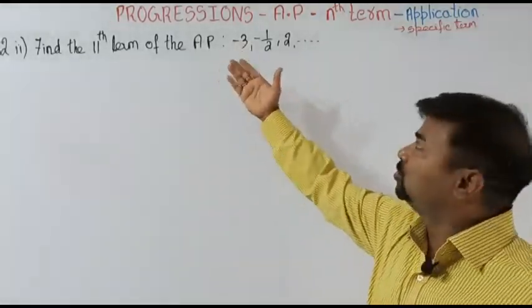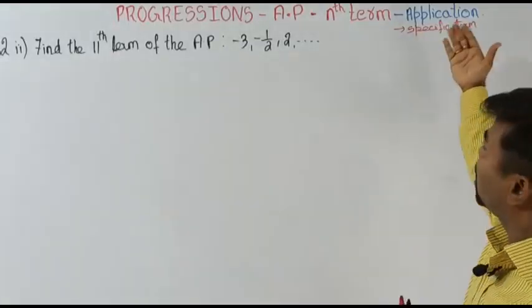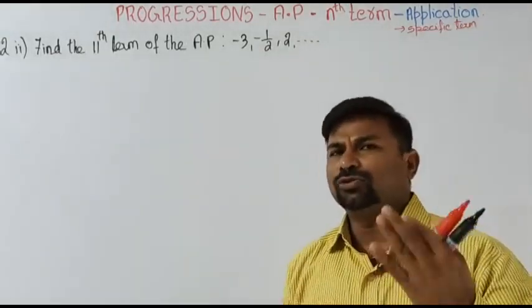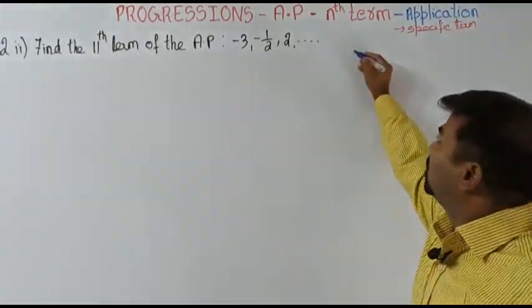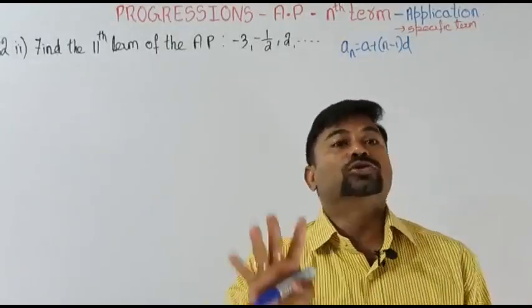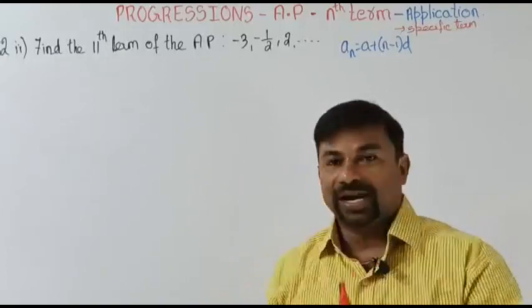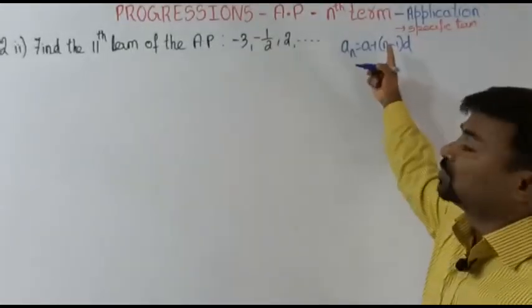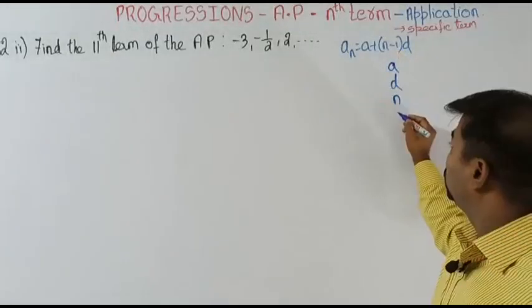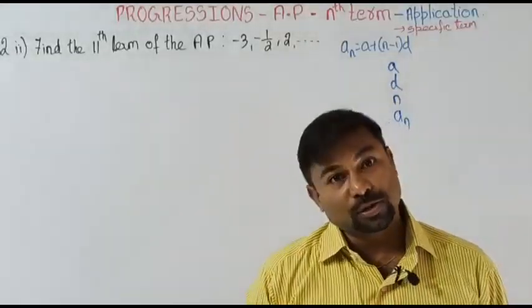See here, progressions, arithmetic progression, nth term formula. I'm going to do the application, that is, finding the specific term. Before getting into it, let me recall the formula for you. The nth term formula is a plus n minus 1 into d. How many variables are there? The first one is a, the first term. The second variable is d. The third variable is n, and the fourth variable is an. These are the four variables we have.